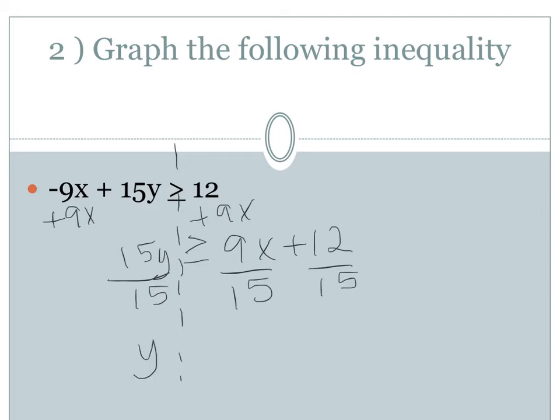When I put it in my calculator, I get y is greater than or equal to. To simplify, just type it in your calculator, and you should get 3/5x. Again, you should simplify the 12/15 using your calculator, and you should get 4 over 5.